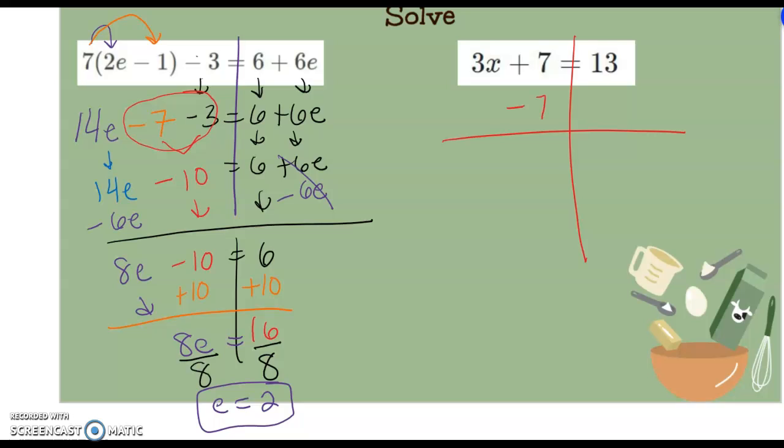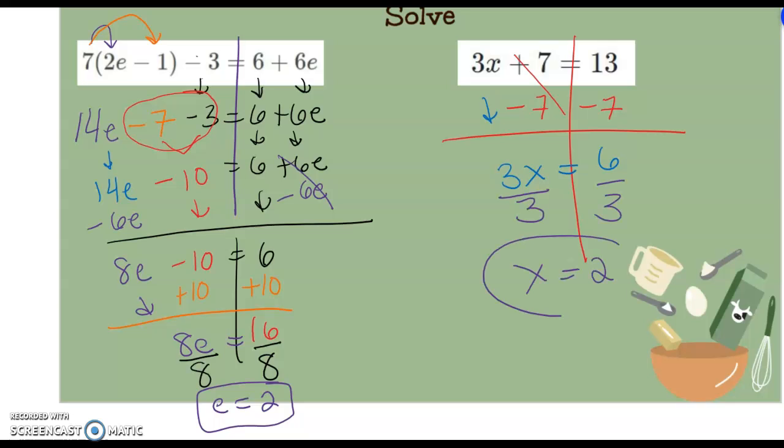First thing you should have done is subtracted 7 from both sides. And what you should have gotten is 3x equals what? 6, yes. The last step you should have done is divided everything by 3 to get x equals 2.